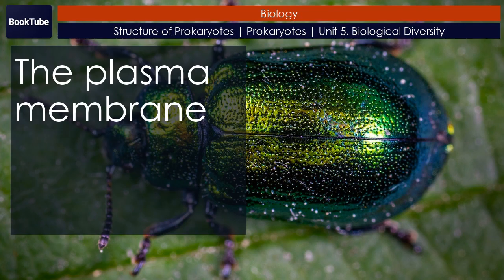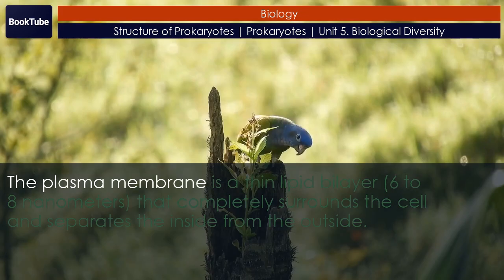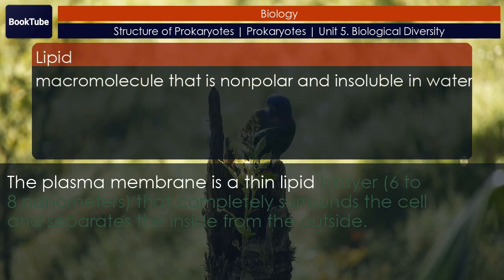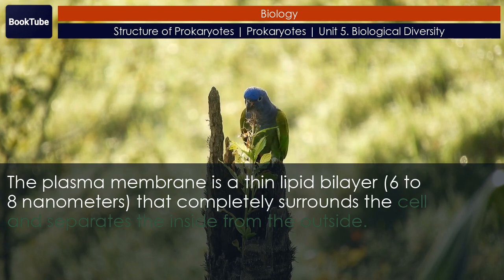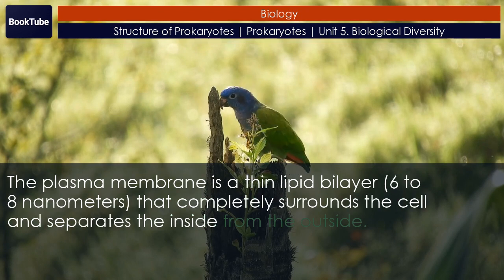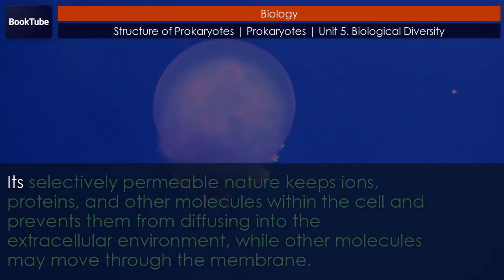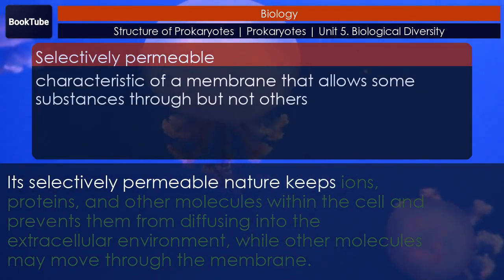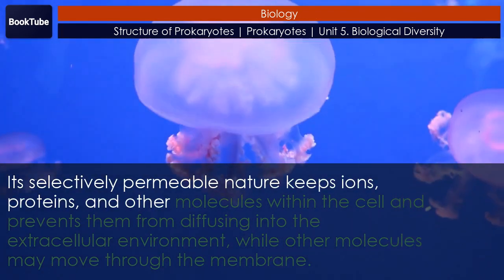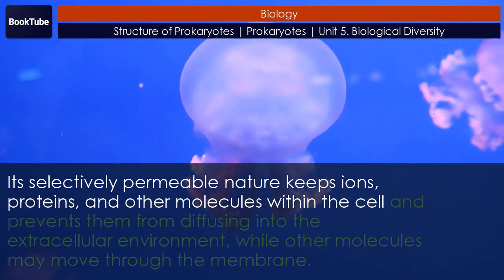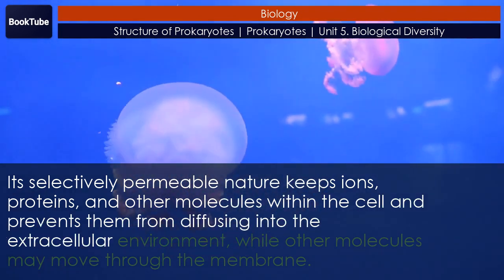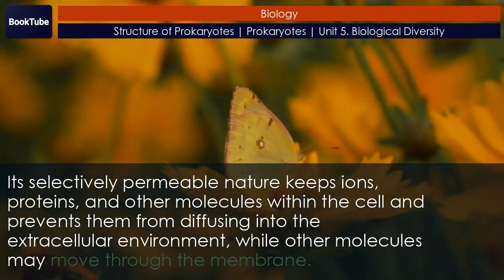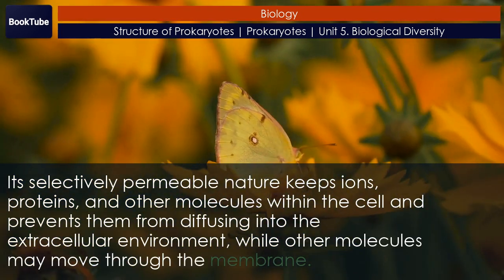The plasma membrane. The plasma membrane is a thin lipid bilayer, 6 to 8 nanometers, that completely surrounds the cell and separates the inside from the outside. Its selectively permeable nature keeps ions, proteins, and other molecules within the cell and prevents them from diffusing into the extracellular environment, while other molecules may move through the membrane.